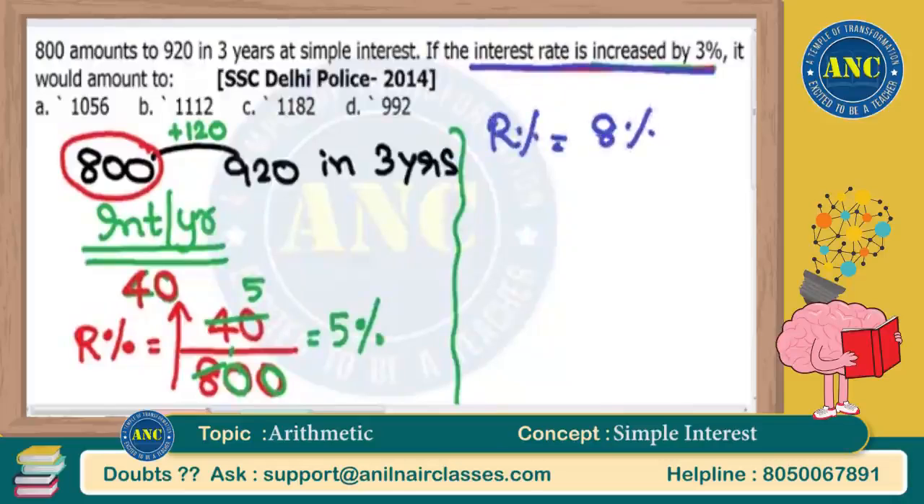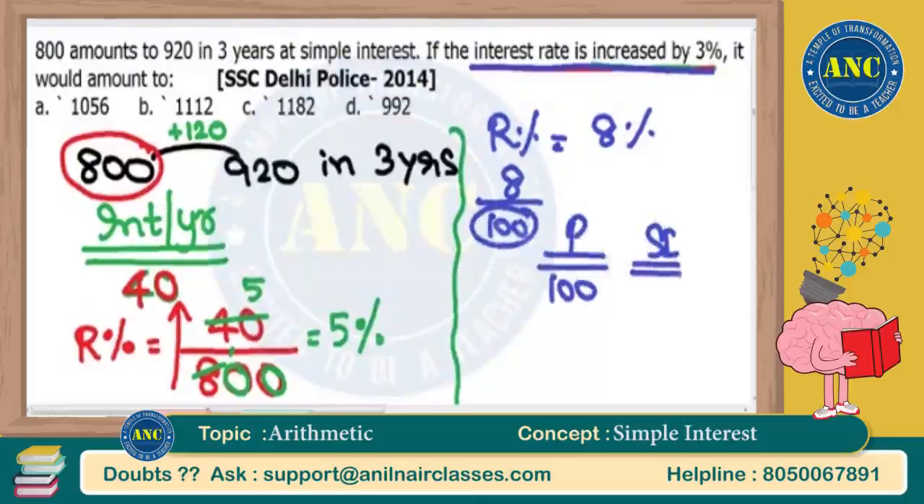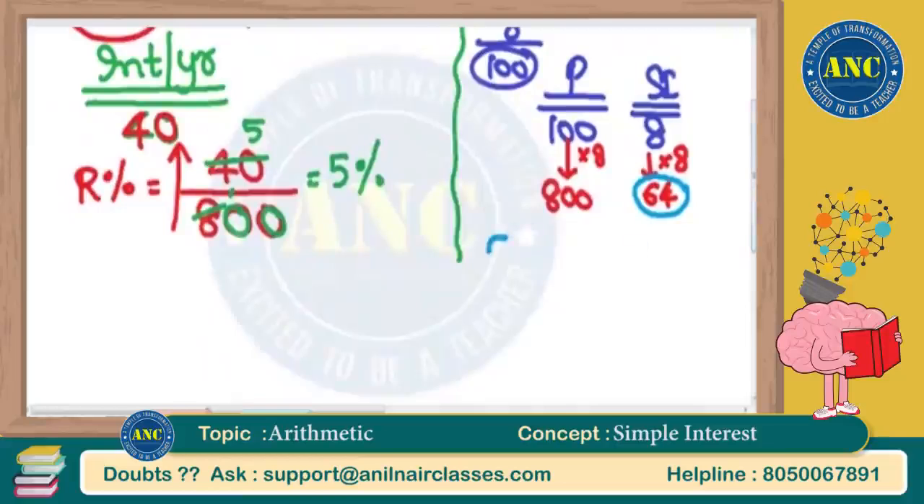It would amount to what value is the question? 8 percentage means 8 by 100. That means if I take 100 rupees from you, I will give you 8 rupees extra. But I am not taking 100 rupees from you. I am taking 800 rupees from you. 100 into 8 is 800. 8 into 8 is 64. I am giving you 64 rupees extra per annum. For 1 year I am giving you 64 rupees extra. But question says for 3 years. For 3 years it is 64 into 3.